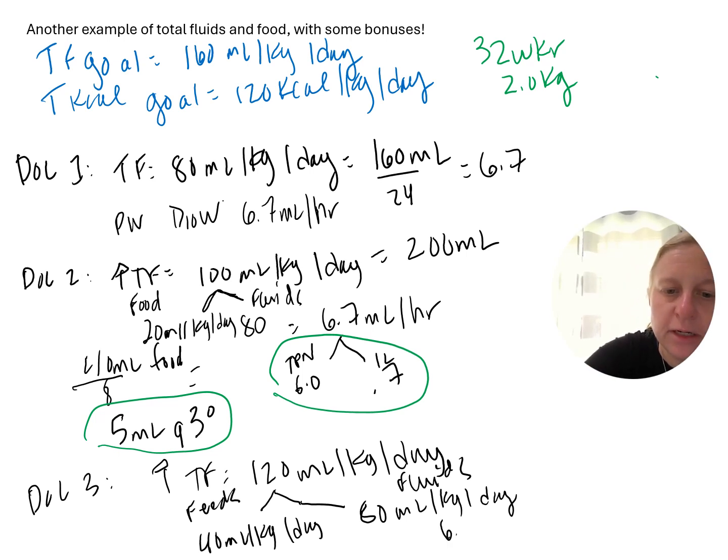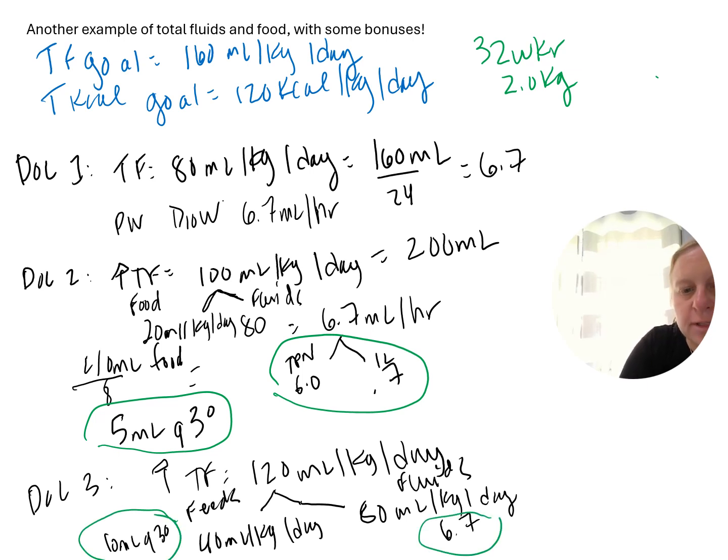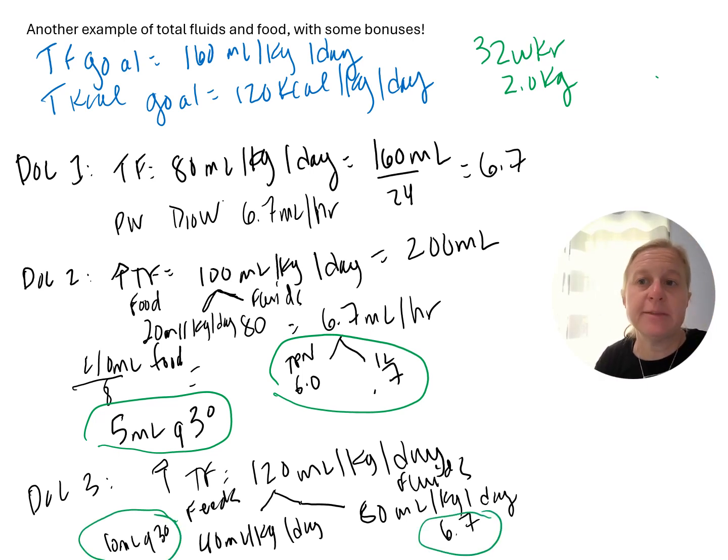We'll just write that down here. And we've doubled our food. So if you did 40 times 2, right, 40 mils per kilo per day is 80. We do 8 feeds a day, so we divide 80 by 8 is 10 mils, right? So now we're at 10 mils every 3 hours. 10 mils, and we're still at 6.7. All right, let's continue on the next page.